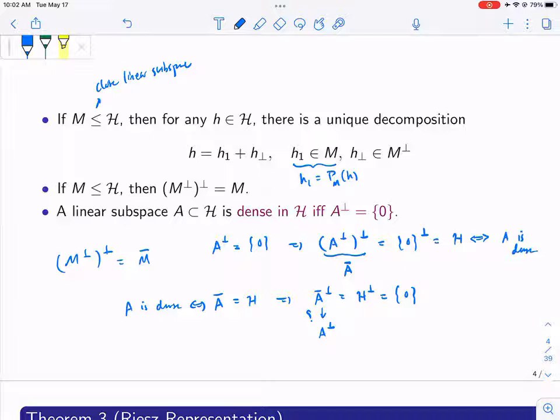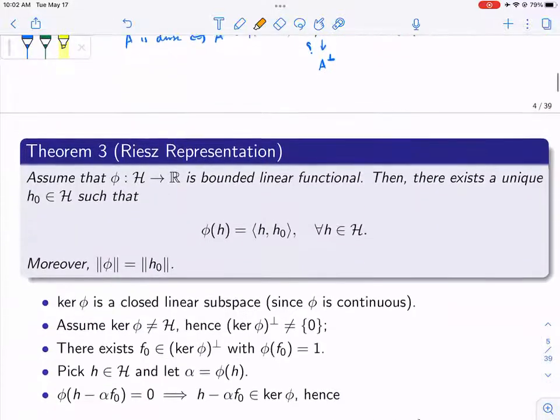In any case, try to argue this for yourself. It just follows from the fact that perp would be m bar, and then taking the perp always makes things closed, sort of. Okay. So the take-home message is that if I want to show that something is dense, like if it's a linear subspace, if I take the perp and it turns out to be only including a 0, then it's dense in the Hilbert space. Questions? Okay, so this is the recap.